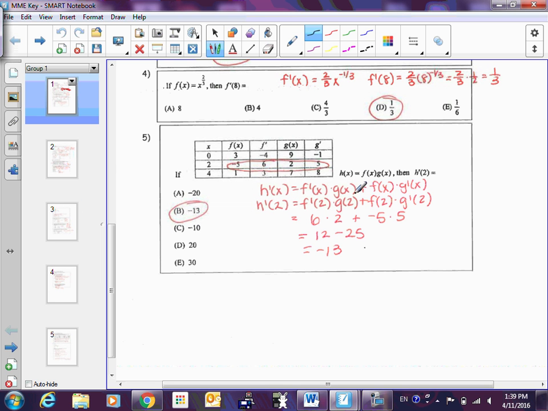So with 5, you had to do product rule first because this is f of x times g of x. So f prime times g plus f times g prime. And since they're asking us for h prime of 2, we plug 2 in everywhere there's an x and we look up all those numbers in the table. So for instance, f prime of 2, we look in the f prime column in the 2 row, and that's a 6.